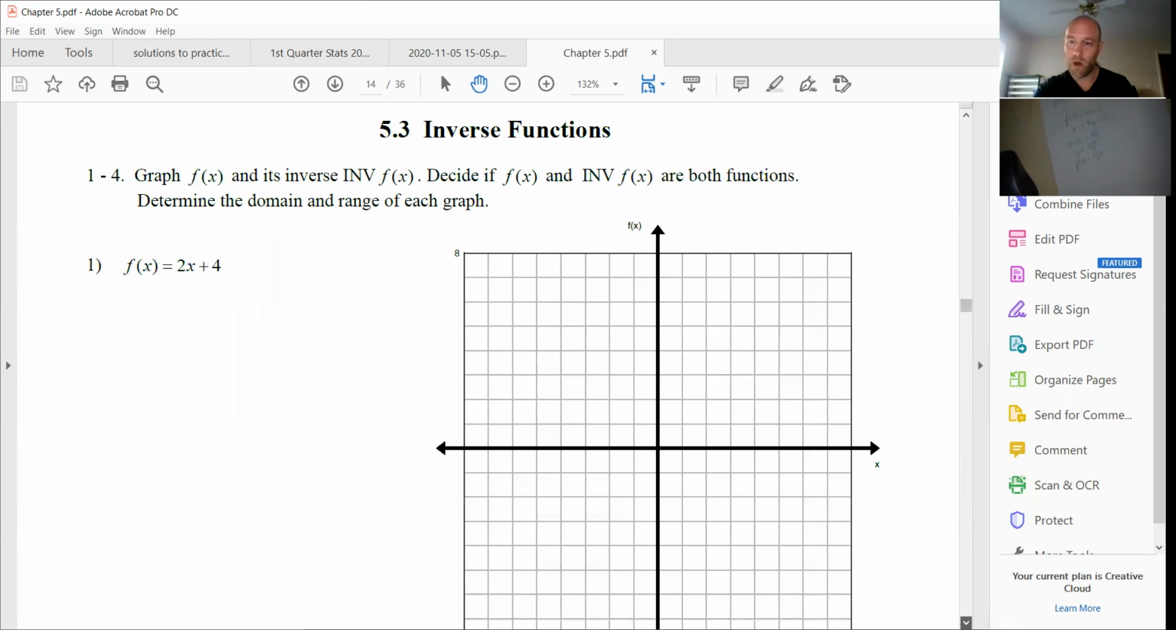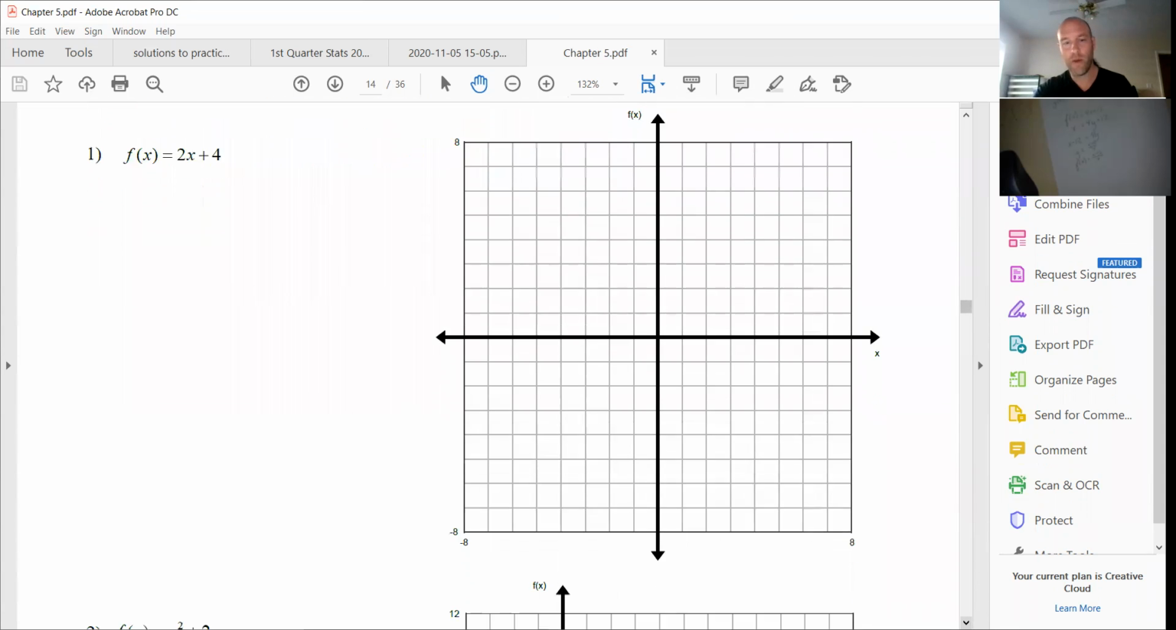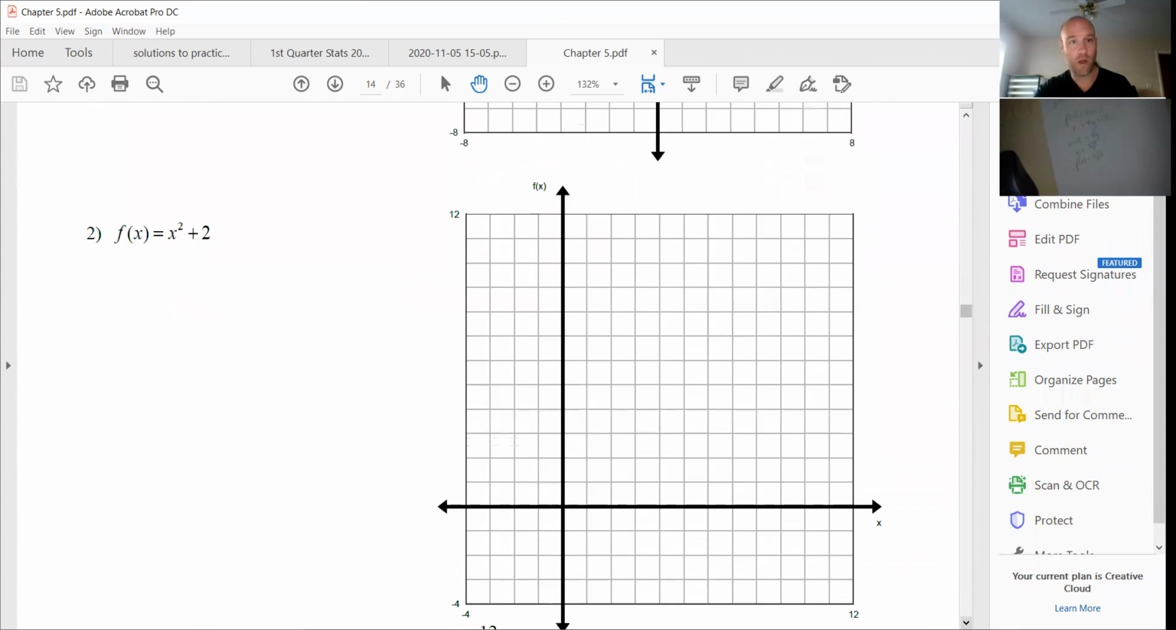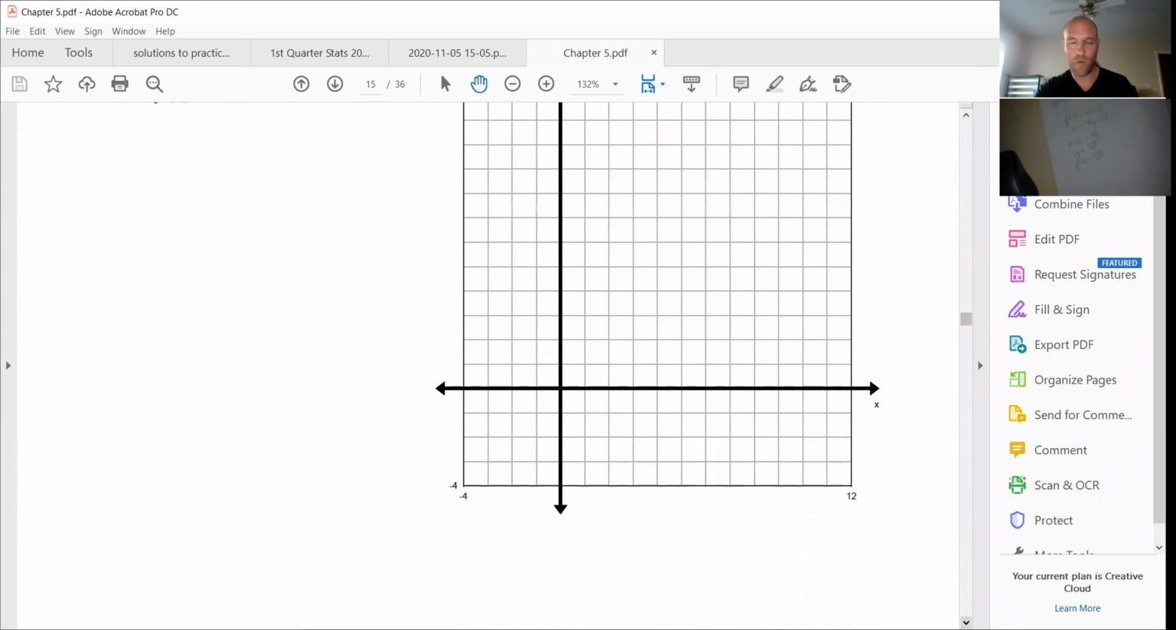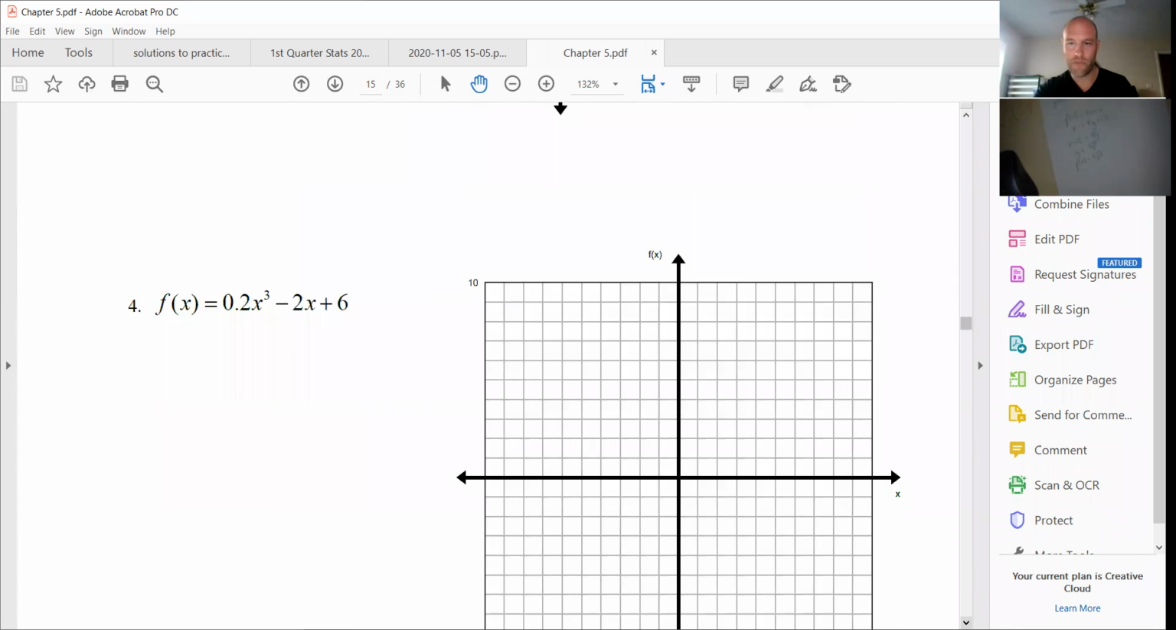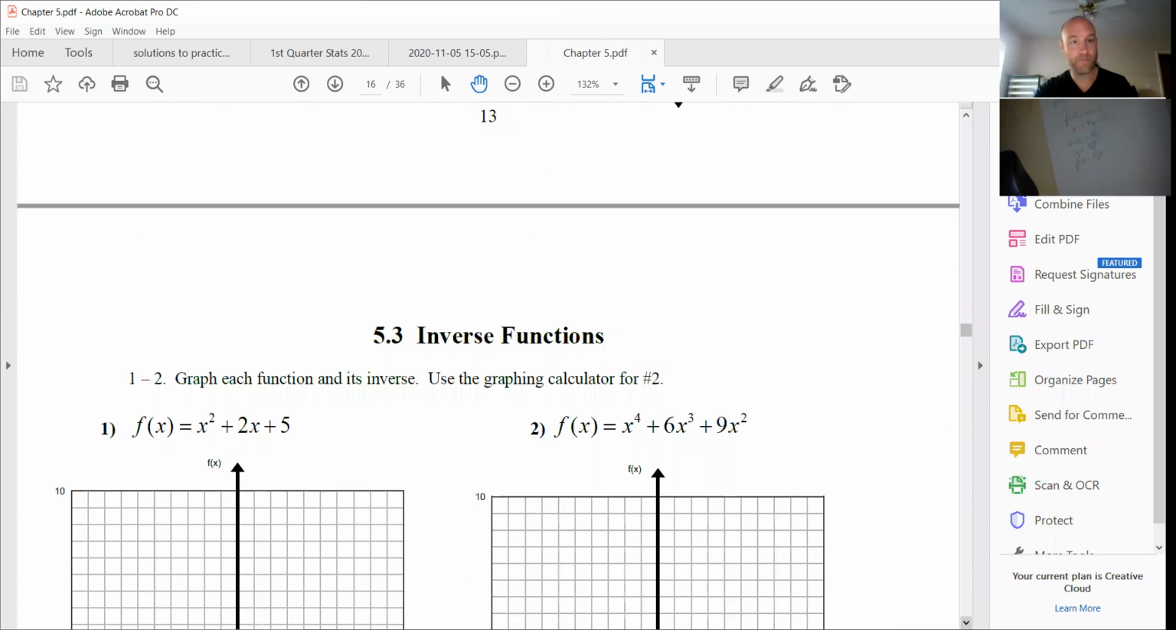2x plus 4 is one-to-one. It will have an inverse function. This one will not. This one will. This one is a headache. Don't try it.